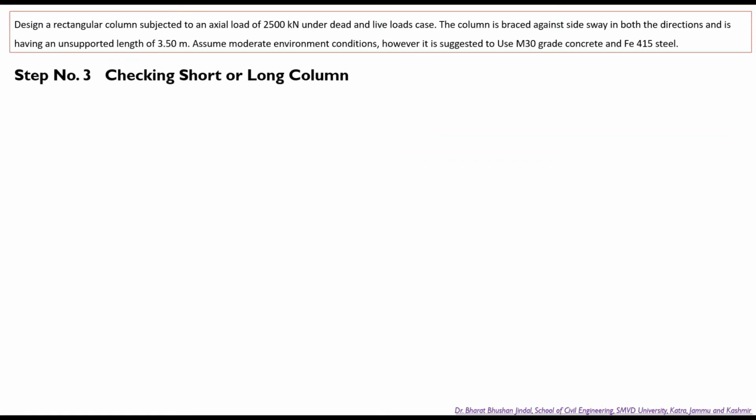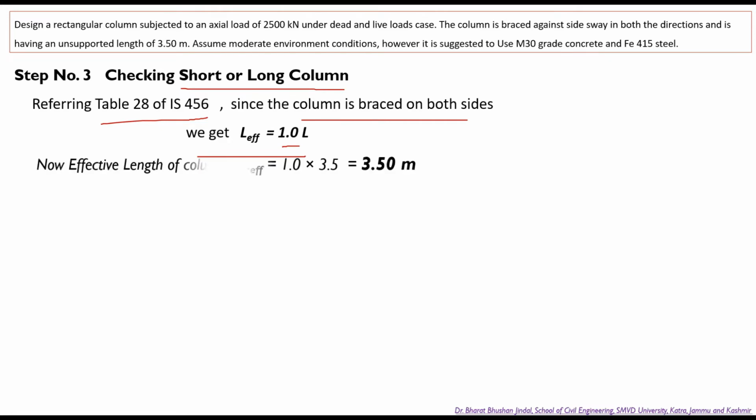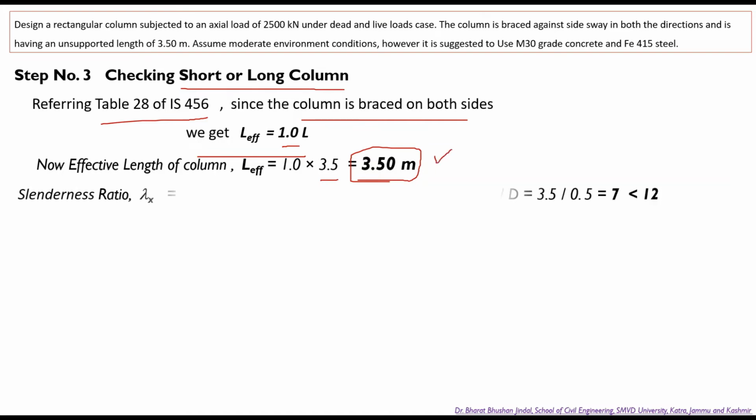Now in step number 3, we apply the check for whether it is a short column or a long column. So that means we have to classify here. We can refer to table number 28, as we have referred to in the previous numerical also. Since the column is supported on both sides, we can take L effective equal to 1.0 L, so the factor we can take is 1. The effective length of the column will be 3.5 meter. It was the unsupported length, and we have multiplied it with a factor 1, so it comes out to be 3.50 meter.